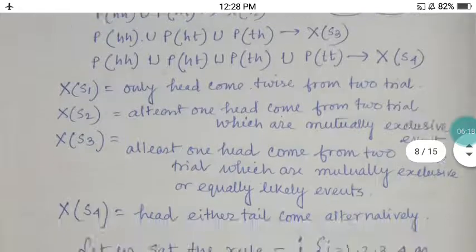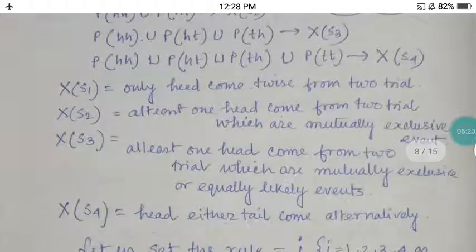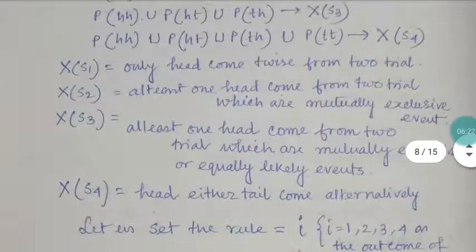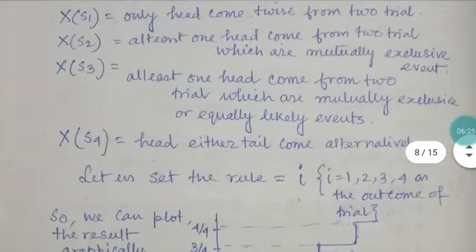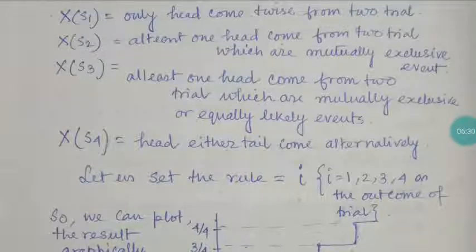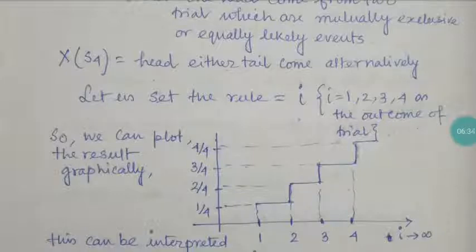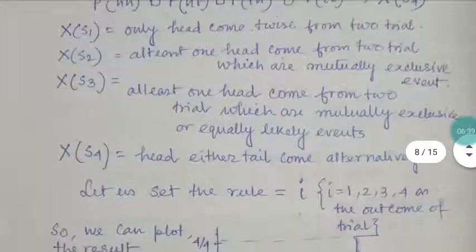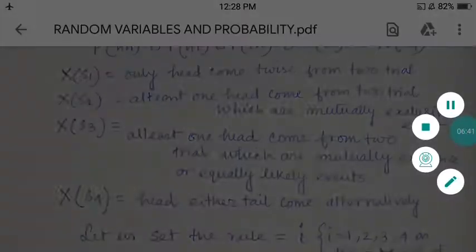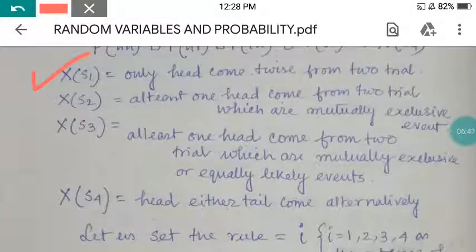So finally we are having one trial rule as i equals 1, 2, 3, 4 in this way. So we can plot it in this way: for i equals 1 we can place the first one, this one. It means this particular value x1. The second value is 2/4. The third value is 3/4, and the fourth value is 4/4. We are plotting them accordingly.